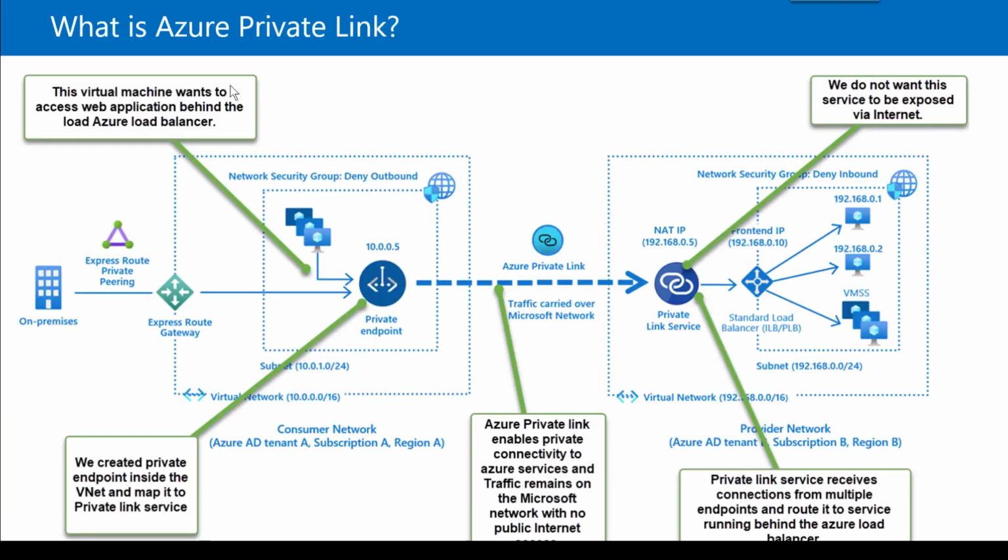So in order to understand it, I've just created this diagram. Suppose you have your on-premises environment, and you are connecting this on-premises environment via ExpressRoute to the Azure data center. In the Azure data center, you have a VM, and this VM wants to connect to a web application which is hosted in these VMs. And obviously, this is load balanced by the standard load balancer.